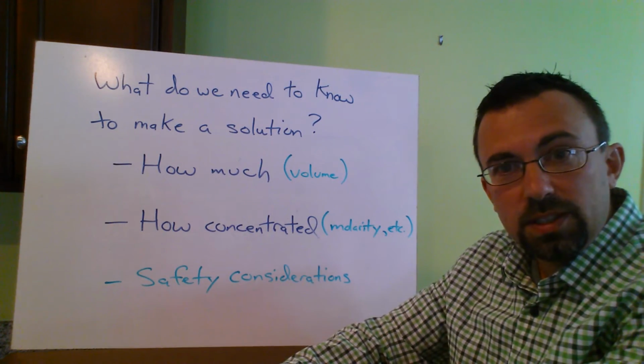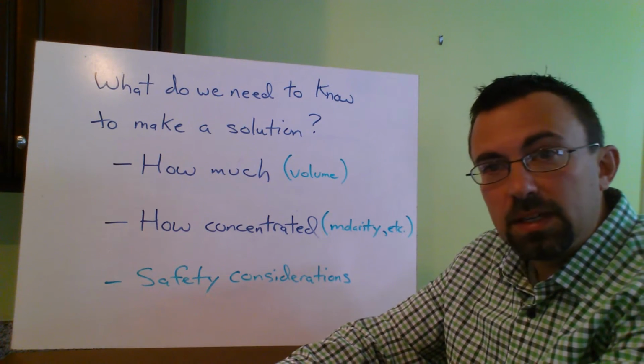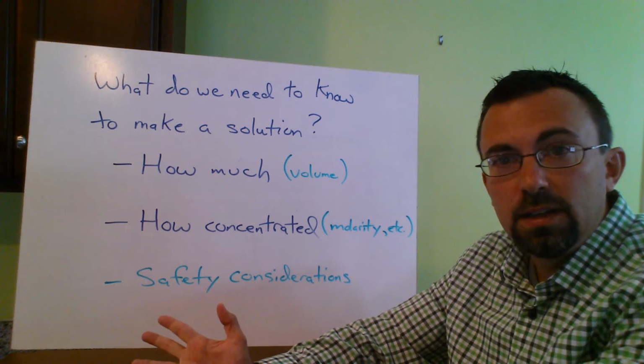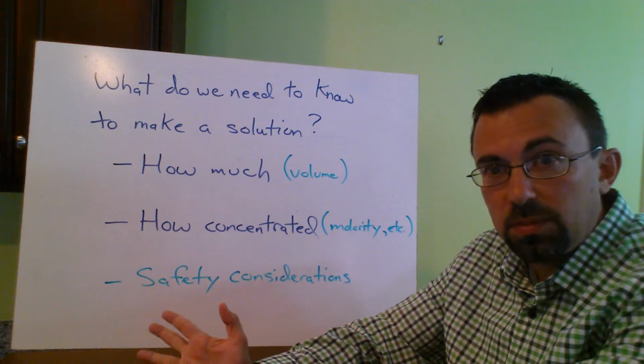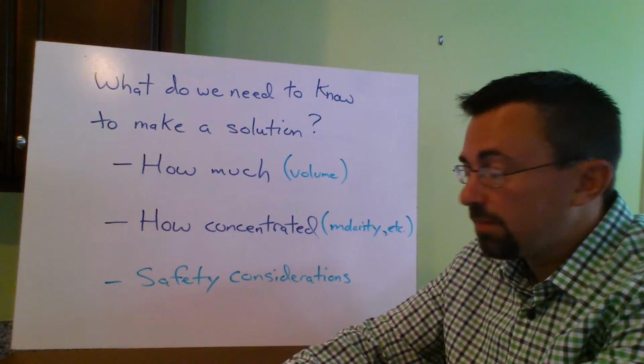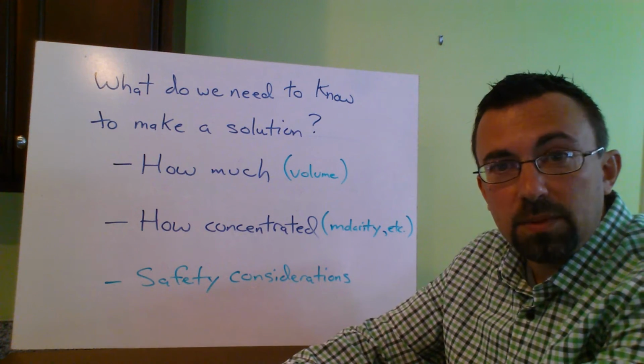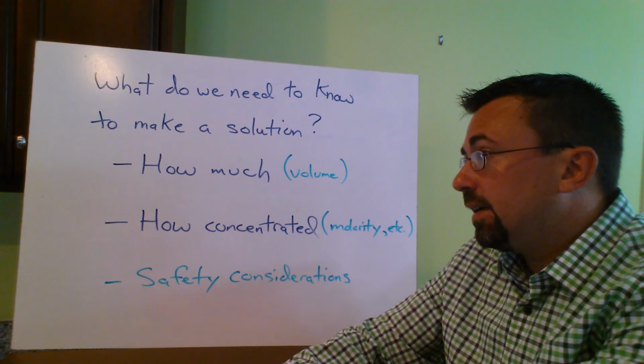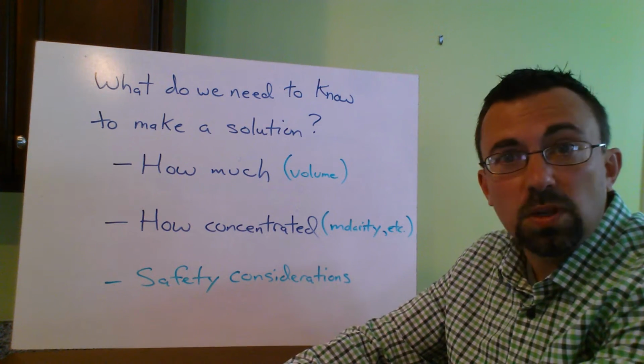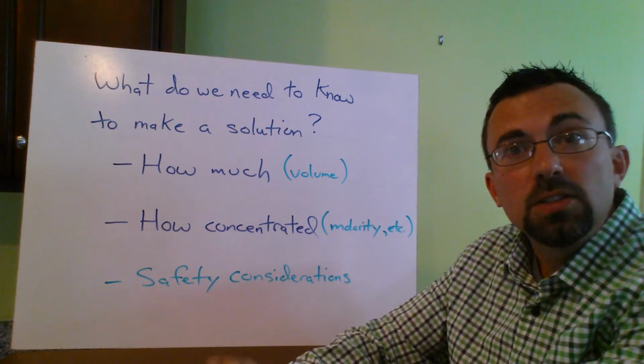What concentration do I need? If I'm trying to mimic my blood, I need a certain concentration of salt. Maybe I need 0.1 molar sodium chloride, or 0.14, something like that. Maybe I want to mimic the ocean. Maybe I just want to have 1 molar for standard units. So think about those things.